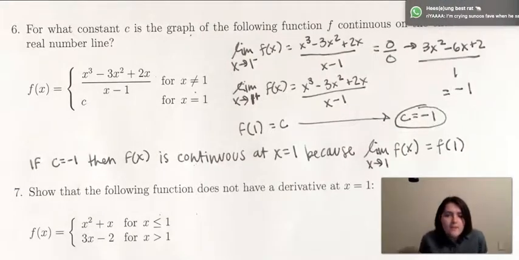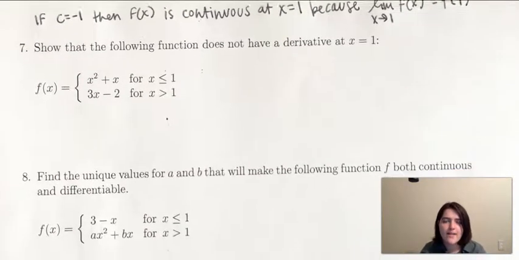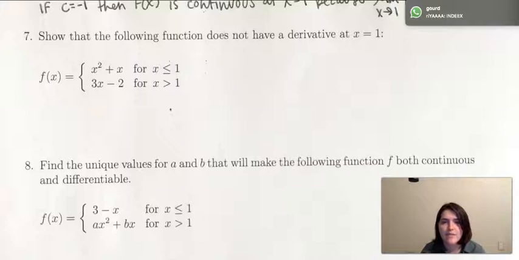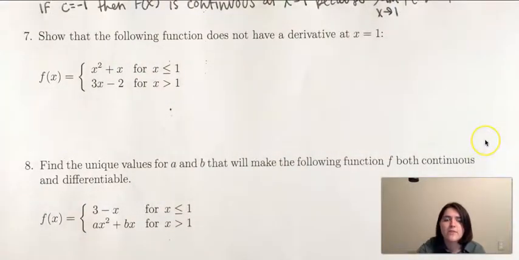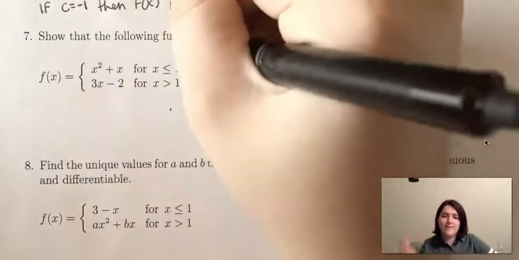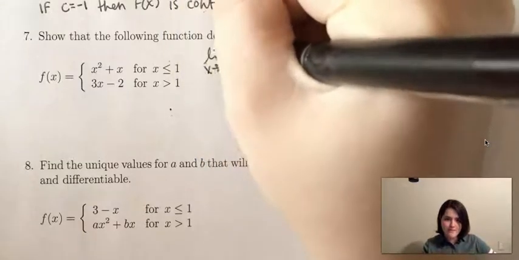Nice. All right, number 7. Show that the following function does not have a derivative at x equals 1. Show that the function does not have a derivative at x equals 1. Okay, so does not have a derivative. So if you see the word derivative, then you think differentiability.